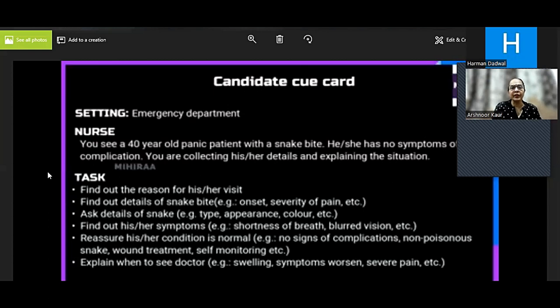Then your next questions could be, after examining the patient, because you have seen that the patient does not have any bluish area on the snake bite or any intense pain, you may ask, do you have any other symptoms? Can you please tell me how you're feeling now?